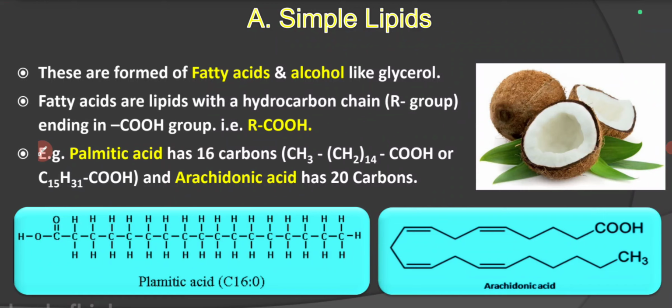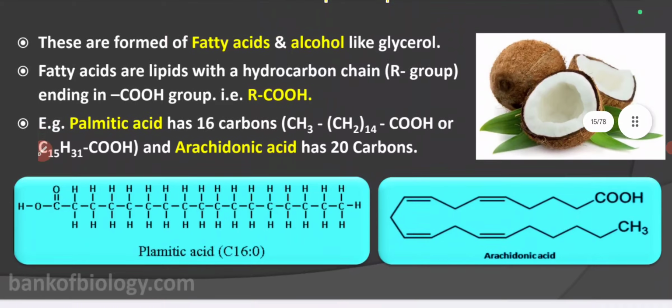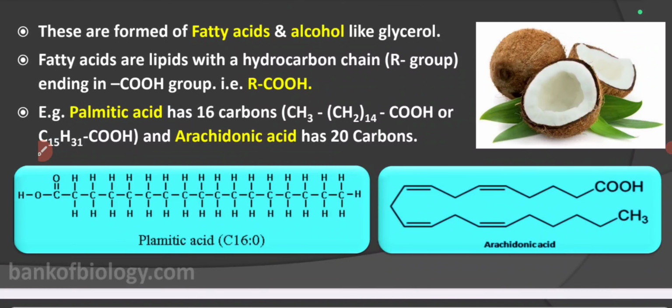Fatty acids are lipids with a hydrocarbon chain R group ending in COOH group, that is R-COOH. Example, palmitic acid has 16 carbon. Here the diagram is also given. You can see CH3 (CH2)14 COOH or C15H31 COOH, and arachidonic acid has 20 carbon.